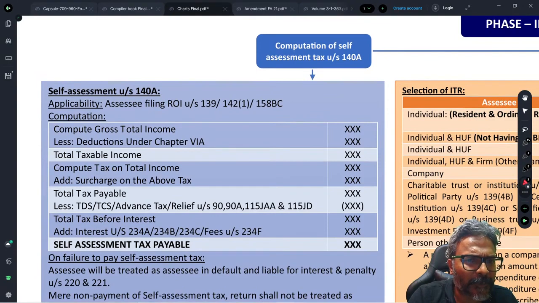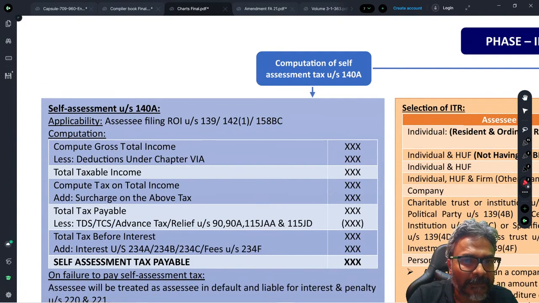Now, students, you tell me one thing: even if I have not filed the ROI, and I have not made the payment of the self-assessment tax, will I still be eligible to file the return of income? If the SA tax is not yet paid by the assessee, can he still file the ROI? What is your take, students, on this one? Can he still file the ROI?